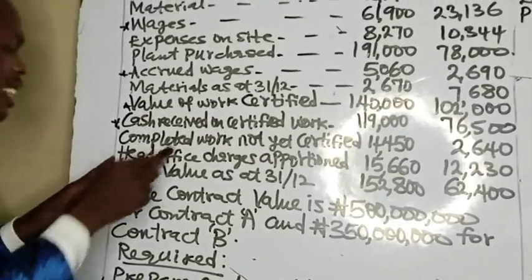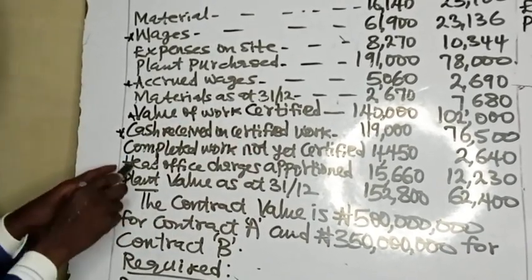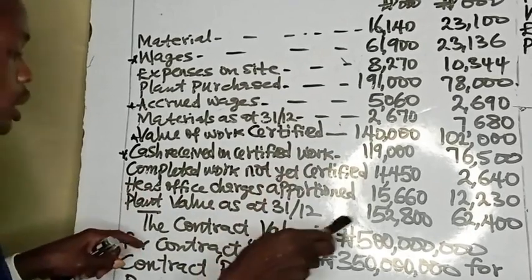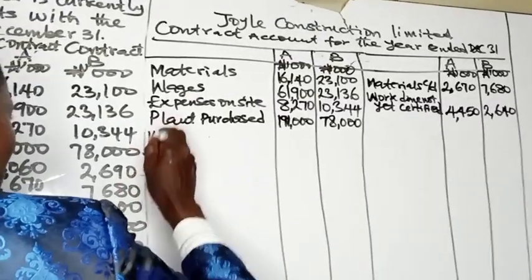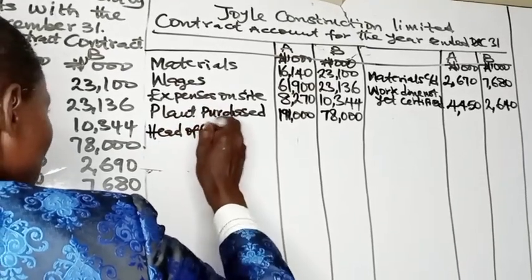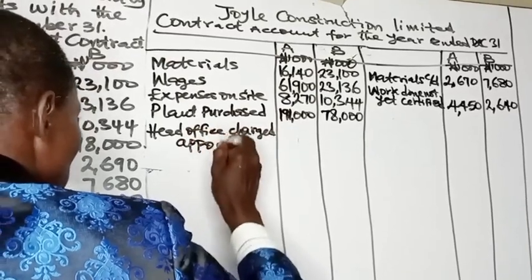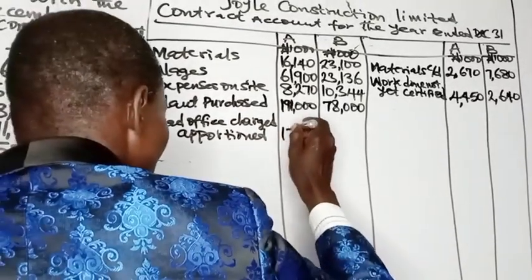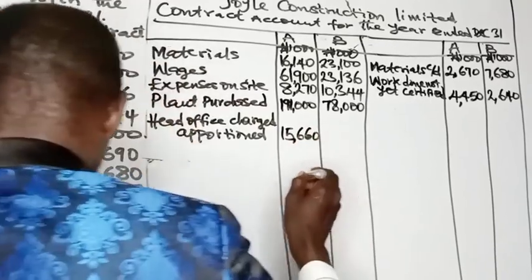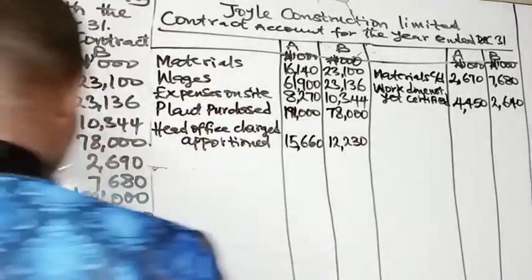You have head office charges apportioned. These were apportioned to the site. They are expenses apportioned to this contract, so you debit them. 15,660 and 12,230. Head office charges apportioned, 15,660 and 12,230. Back to the question.